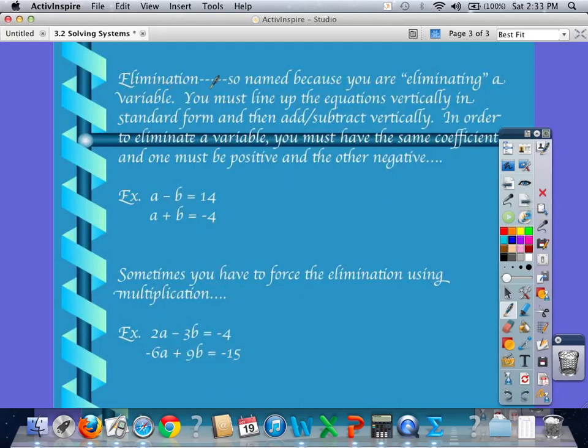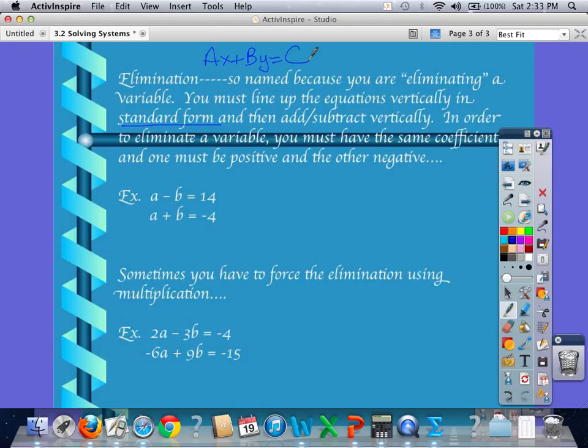Elimination is so named because you're eliminating a variable. Now, you must line up the equations vertically in standard form. Oh my goodness, what standard form? That's ax plus by equals c. Yes, it's back. It doesn't go away, but you have to set it up and line it up that way. That way you can vertically see what you can get rid of. You must have the same coefficients, and you must have one of them be positive and the other negative in order to cancel them.